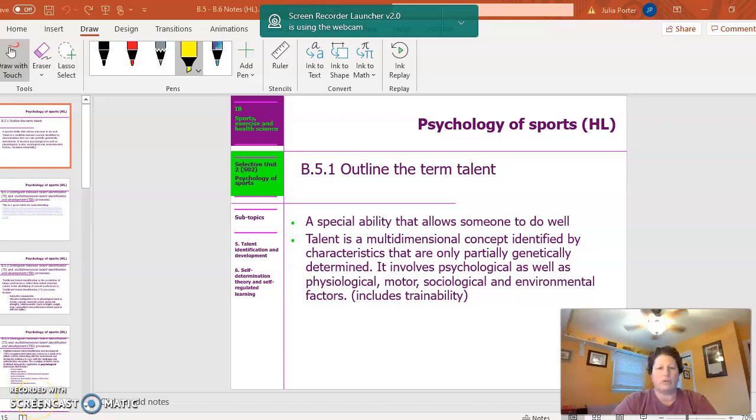Hey class, so today I wanted to go through our HL topic B5, which has to do with talent identification and development. So in your notes, you'll have to fill a few things in. And so I'm going to go through the important parts.